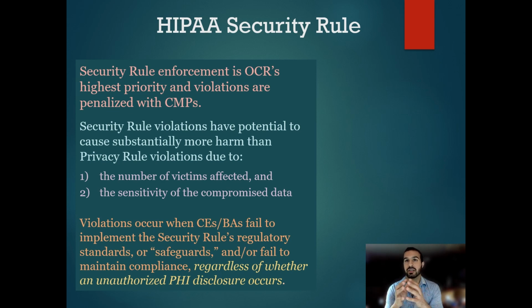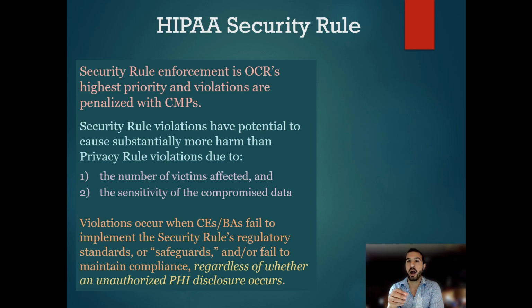That does not reach the level of harm as health records being exposed and released to the public. And also, you can see the number of victims affected is greater, and the sensitivity of the compromised data. So violations occur when CEs and BAs fail to implement those security rule regulations, which we refer to as safeguards, or if they do, they fail to maintain compliance.